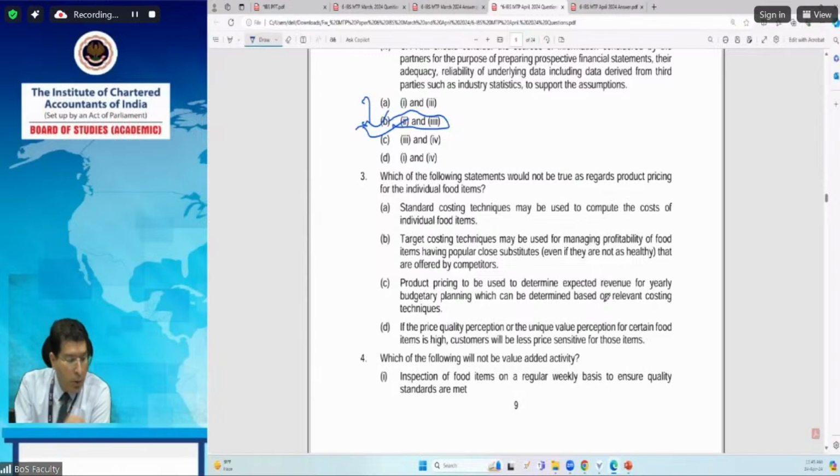Therefore, option A, pricing can be done through standard costing. Now, second is target costing. Target costing techniques may be used for managing profitability of food items having popular close substitutes that are offered by competitors.